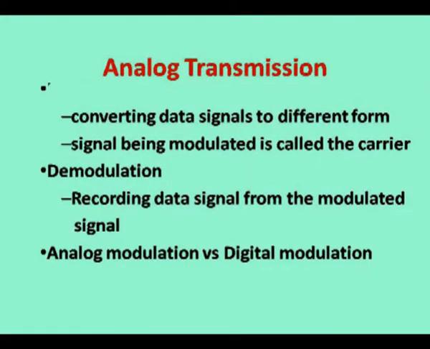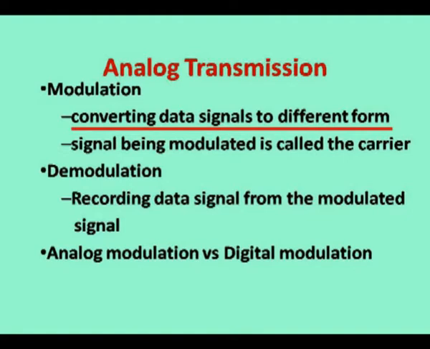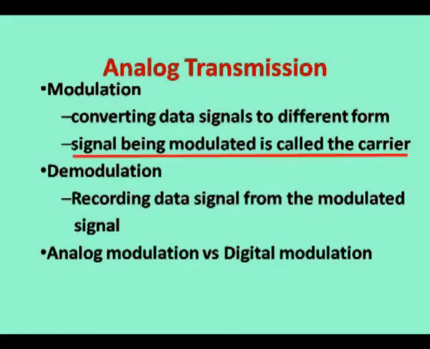So what is meant by modulation? Modulation basically is converting data signals to a different form. The signals, the data is available, it is to be converted to a different form. And typically, if you are looking at analog transmission, it is going to be converted to an analog form. Okay. And the signal that is being modulated is called the carrier signal, and this carrier signal is the one that is going to be carrying the information for you.